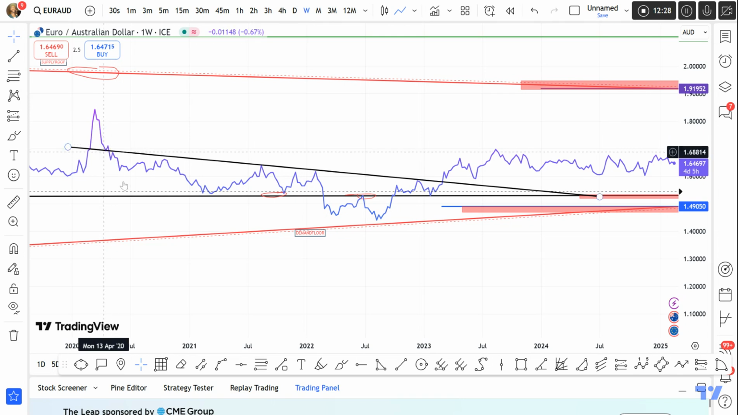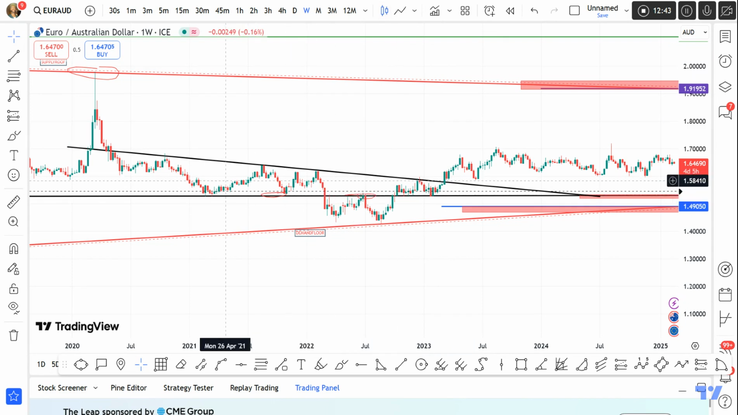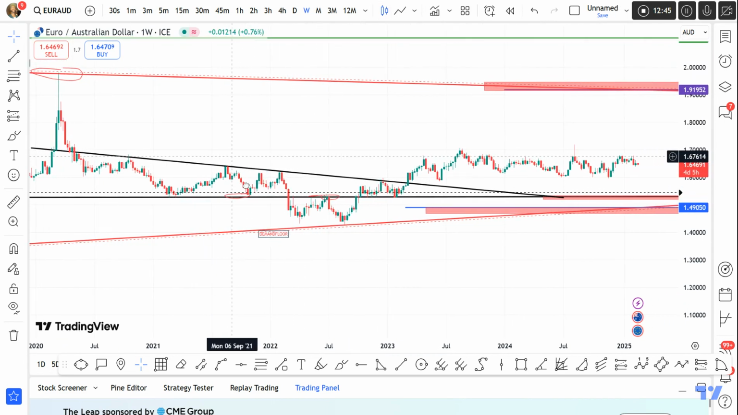We have here support, break of a support structure, price returns here on supply, retest of a supply roof, retest, retest, retest, break of a supply roof into demand. So on technical, we are right.